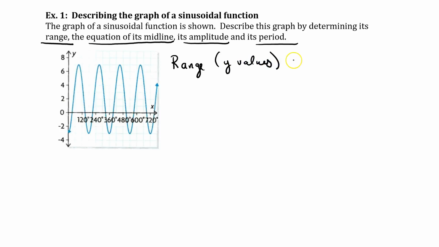So I'm going to say that the range here goes between -3 and +7, and y is an element of the reals. Now this is really important, the maxes and mins, because that will help us determine the equation of the midline.